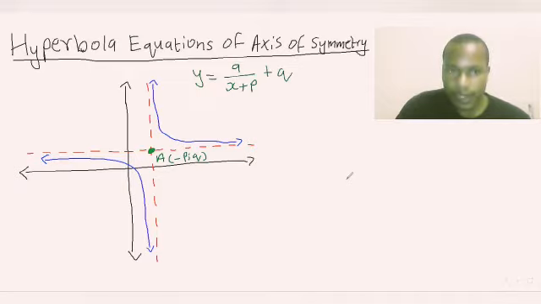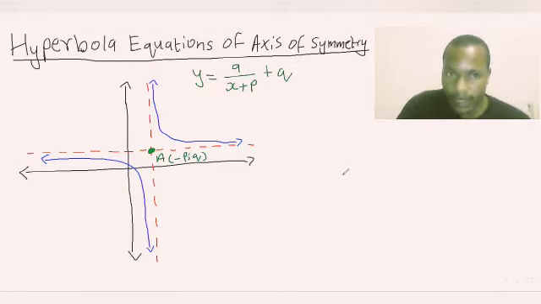So now, gents, I want us to continue with the hyperbola. This time around, I want us to focus on the equations of the axis of symmetry. Remember that the axis of symmetry is a straight line that cuts a curve in half. The hyperbola itself has two axes of symmetry.